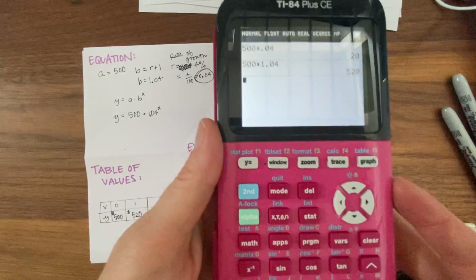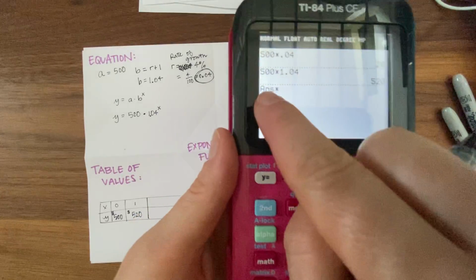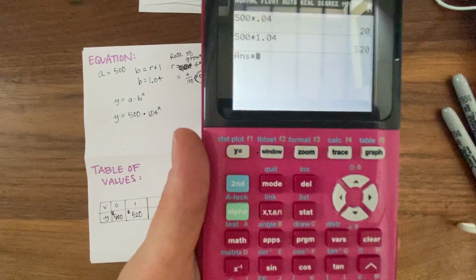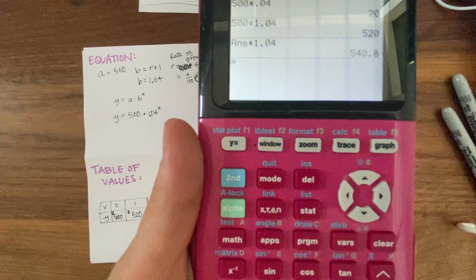Now, if we take that $520, I'm going to hit multiply, and then that gives me my answer, 520, and I multiply that by another 1.04, I'm going to see how much money I have after 2 years.